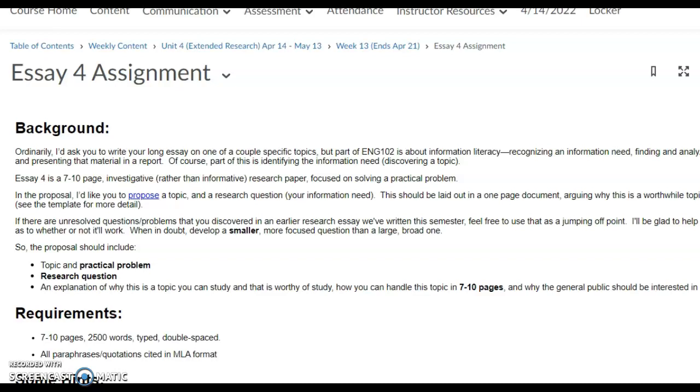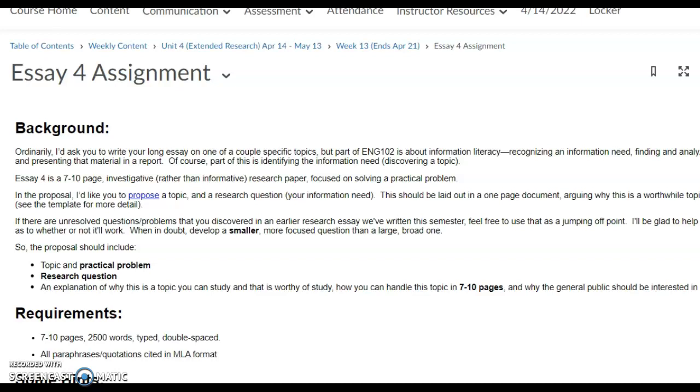Ordinarily, in 102, I would give my students a research topic to work on, or a couple of different research topics to work on, and ask you to do some research here. But part of English 102 is about information literacy, about understanding the information need, finding and analyzing the answers, and presenting that material in what's really a written report. So part of that, of course, is identifying the information need, discovering a topic, knowing where there is a question.